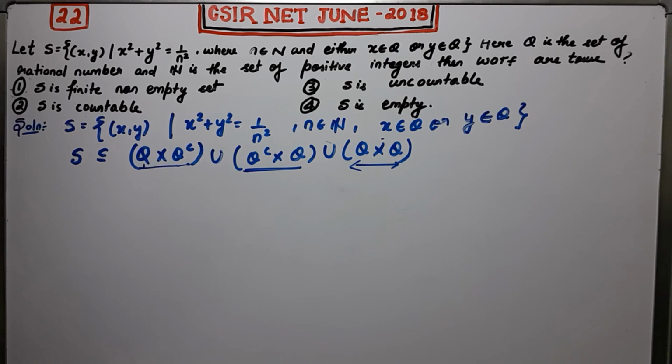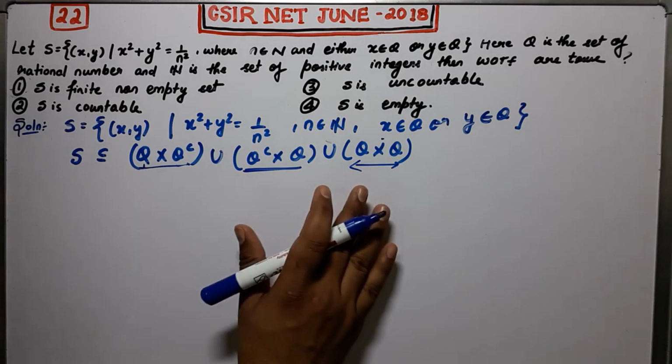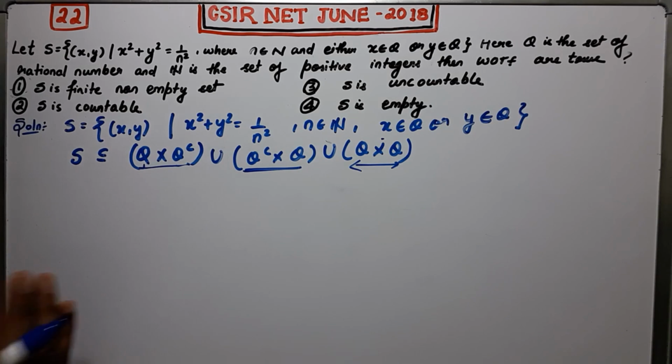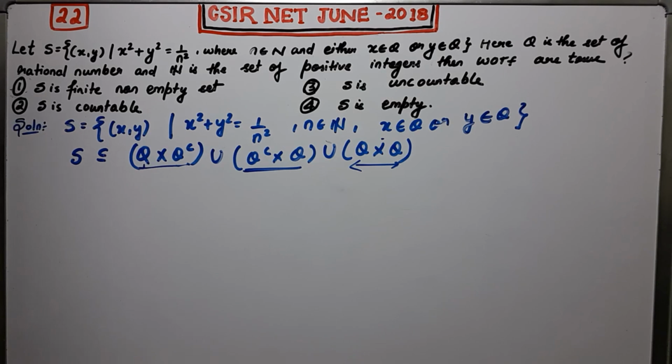So from this you cannot predict what S will be. S can be countable, S can be finite, S can be empty. I have written this because I want you to understand that S will look like this, and from this we cannot conclude anything about the countability or uncountability of the set.